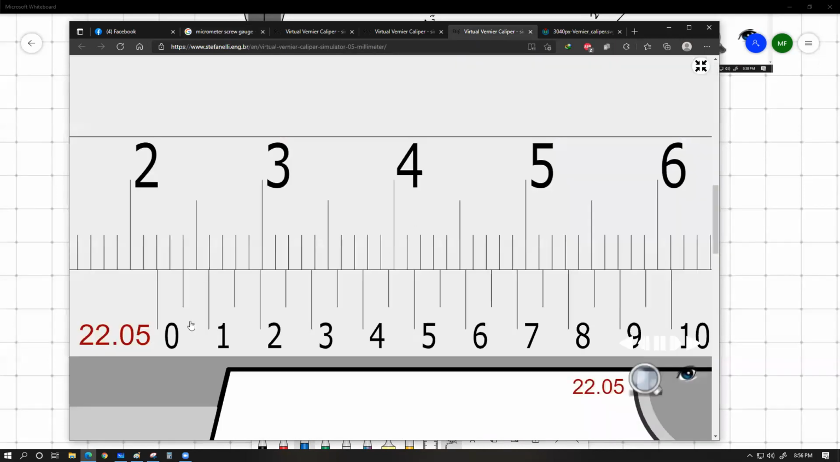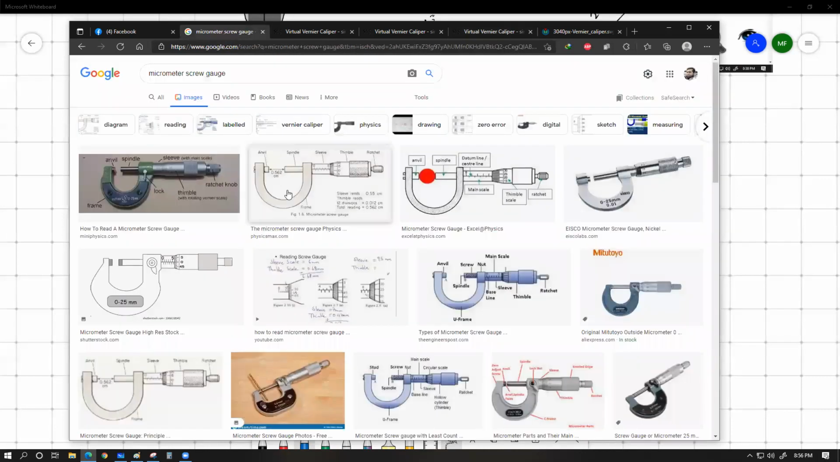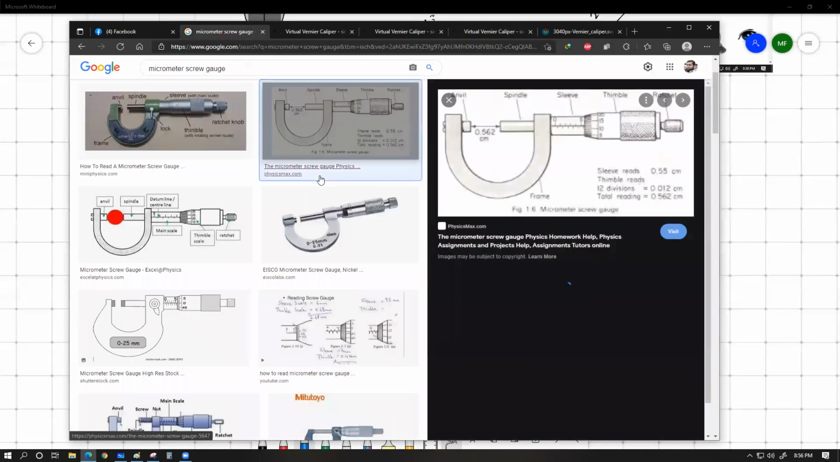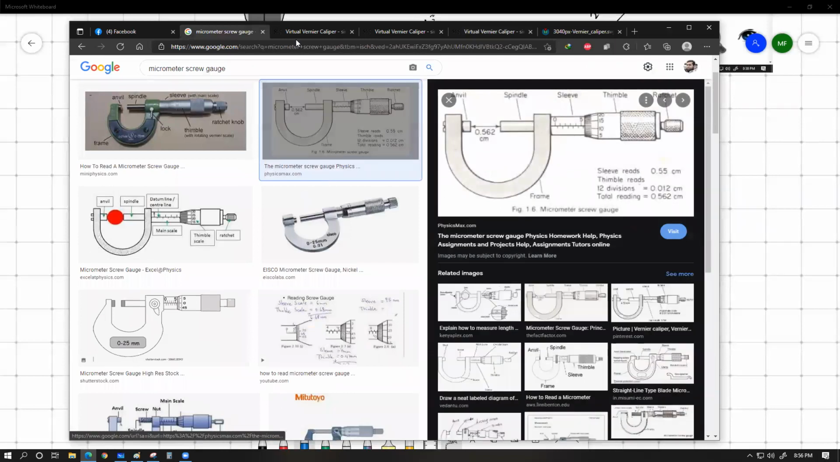Yes, sir. Just to make sense of their observation, I bring about this animation, which is a very nice animation by Dr. Stefanelli. Thanks to him. This is a nice one. So each individual alignment refers to one small increment of 0.05 millimeter, and that's how we do it. Okay, micrometer screw gauge. So let's have a look at the individual parts that we have.